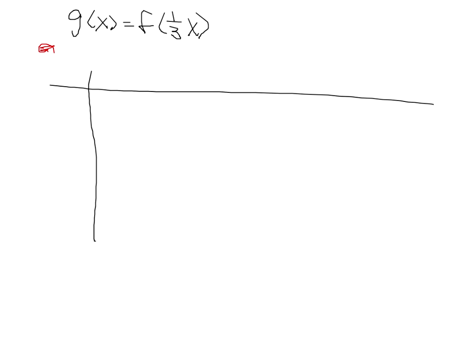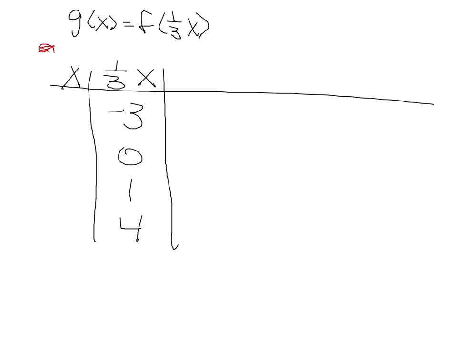We're going to look at a horizontal stretch. So g of x equals f of 1/3 x. I need the 1/3 x column to be -3, 0, 1, 4. And so this part stays the same: 2, 1, -2, 3.